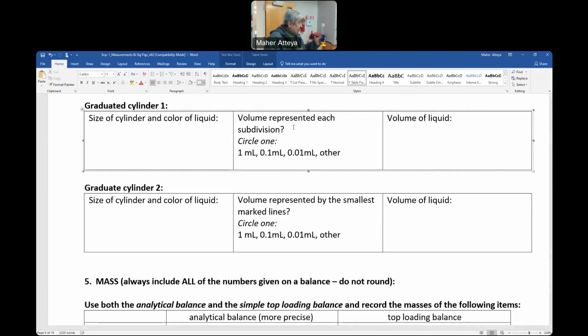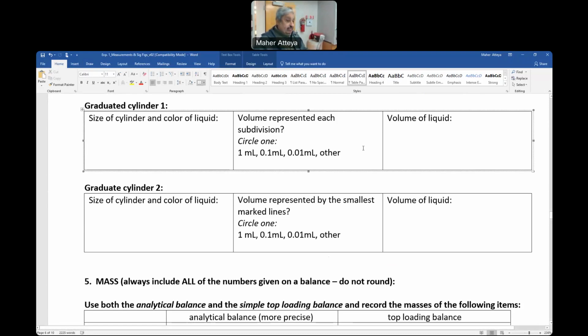So what do you think it is representing? Because it's from 80 to 90 to 100. So how much is it? Is 1. That's perfect. So it's 1 ml. I'm not saying anything. You have to do it yourself. And the color of this is blue. And then you have to measure the volume. Read the meniscus, read the volume here. And that's the exercise you do.